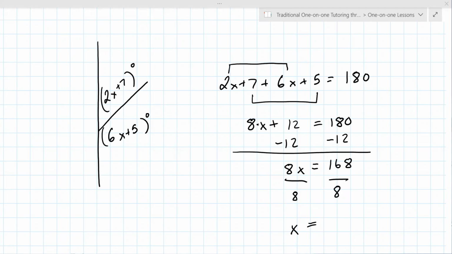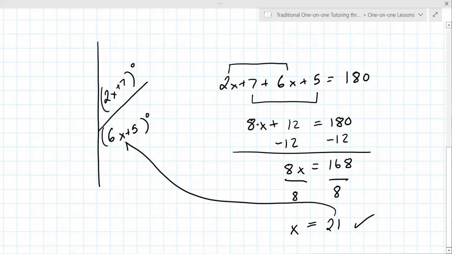Do you have an answer for me, Sourish? Yeah, I'm getting it. 21. Yeah, x is 21. That's perfect. Now there's a bit more to do because we actually need to go and find the angle measures. We have to take that value of 21 and plug it in for x. And then we have to do it again in the other one.